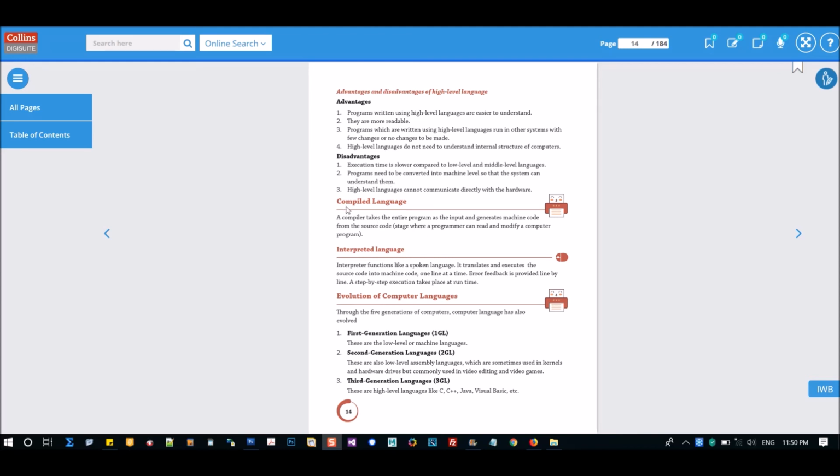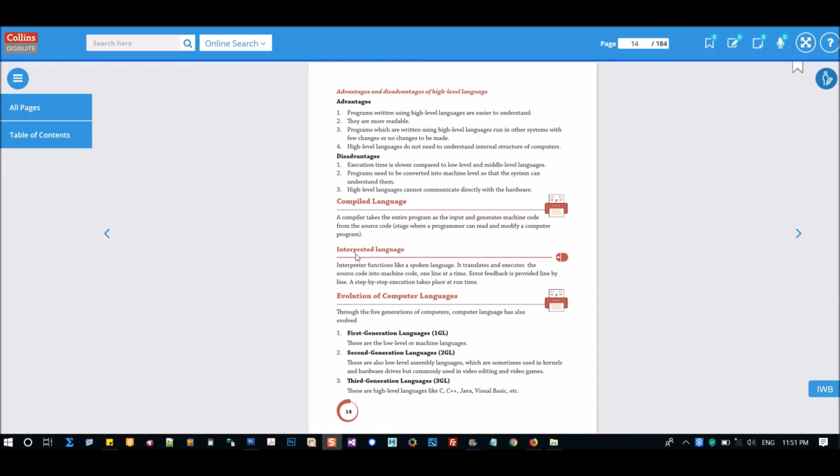Now let's see the compiled language. A compiler takes the entire program as an input and generates machine code from the source code. So compile means once you have written the program, the compiler will help us to compile all of it and make it into a machine-understandable language, machine code. This is what it means here, compiled language.